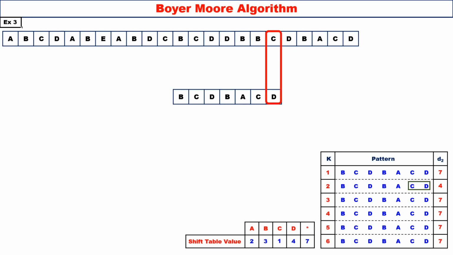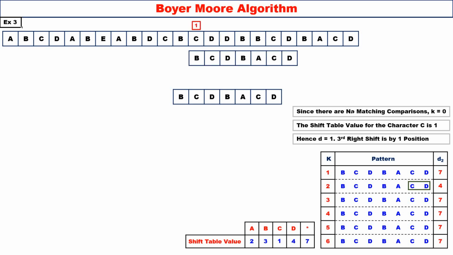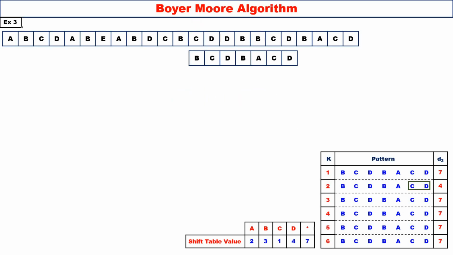D and C, no matching. Therefore, K is equal to 0. The shift table value for C, the mismatched character in the main string, is 1. Therefore, we have to shift by 1. Yes, 1. So this pattern is shifted by 1. Again, we have to do the matching.